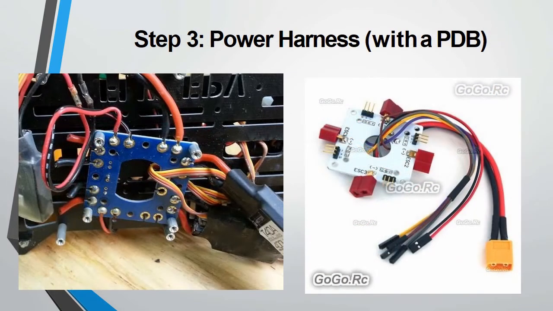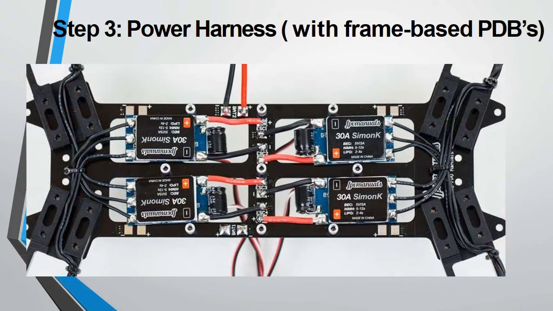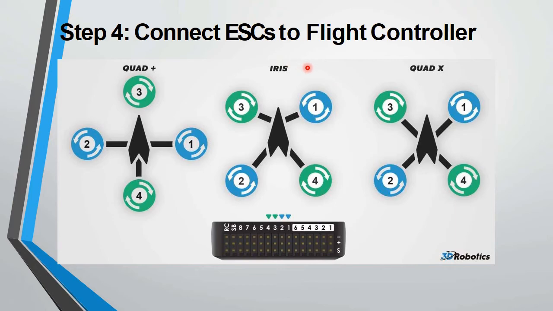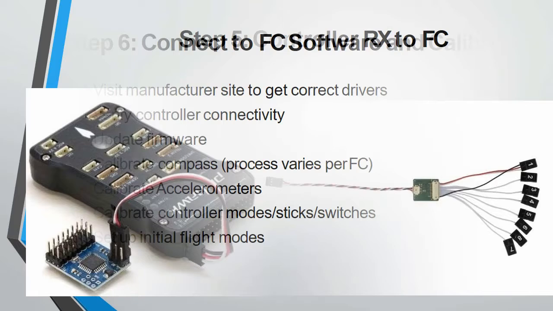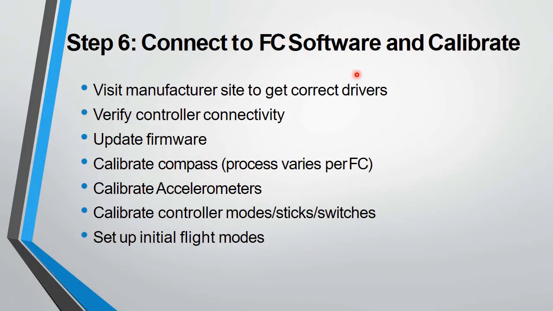Now the power harness with a PDB will connect like this. Next, the power harness with frame-based PDBs will connect like this. This is a frame over here, and it is connected like this very easily. It is quite easy. Then connect the ESCs to the flight controller, and then the controller RX to the FC again, and now connect to the FC software and calibrate.